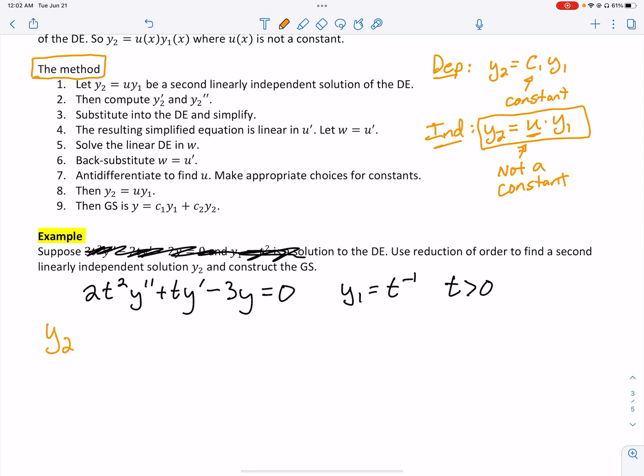Okay, so y sub 2, by this theory, they said to take some function u times y sub 1. So that's some function u times t to the negative 1. I just picked that up from here.